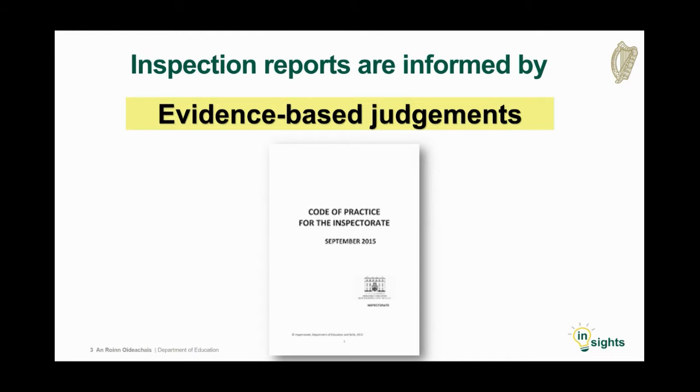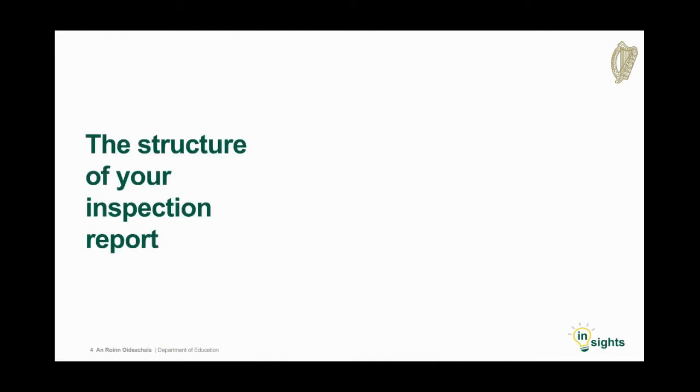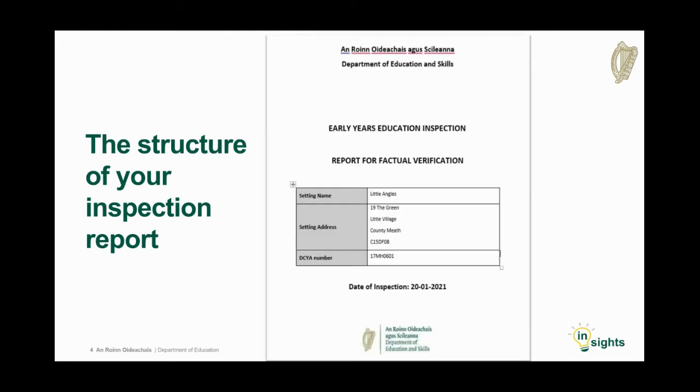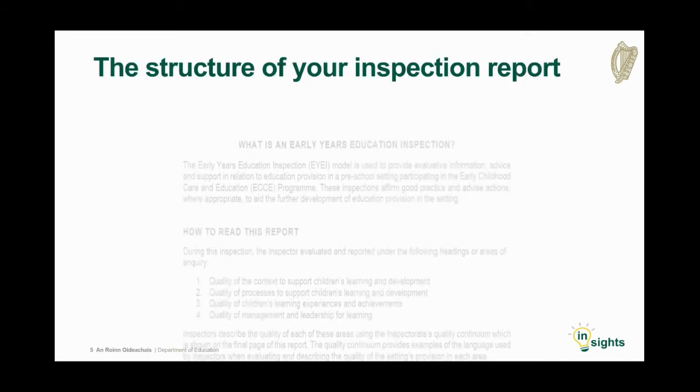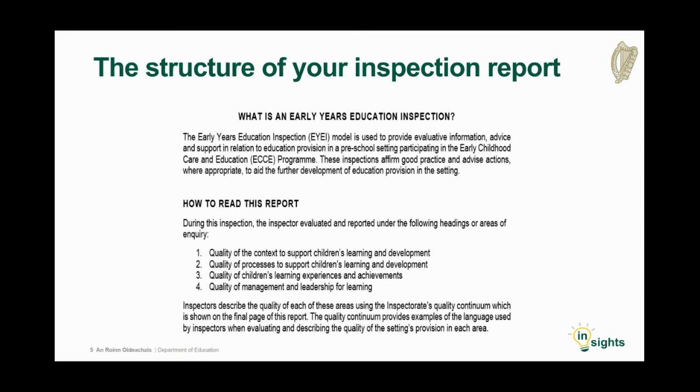Let's take a few moments to become familiar with how your early years education inspection report will be structured. The cover page of your early years education inspection report will include the name and address of your early learning and care setting, your setting's Department of Children, Equality, Disability, Integration and Youth number, and the date of inspection. Page 1 of all early years education inspection reports highlights what exactly an early years education inspection is and outlines the four broad areas which an inspector evaluated and reported on during their visit. It gives you some guidance on how to read your report.